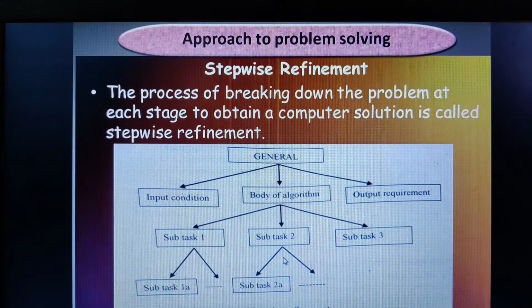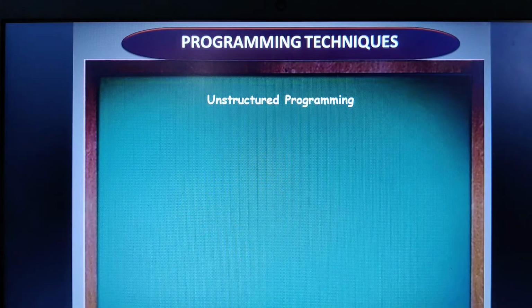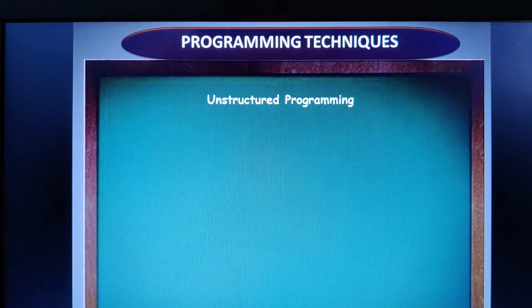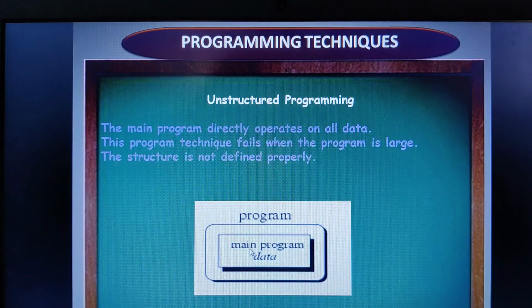Now let us move on to the programming techniques. In these programming techniques, the first one deals with unstructured programming. So let us start with this. Here, in unstructured programming, we write a very small and simple program consisting of only one main program. In the case of unstructured programming, we have only one main program. This main program may consist of a sequence of statements which can modify the data globally throughout the whole program.